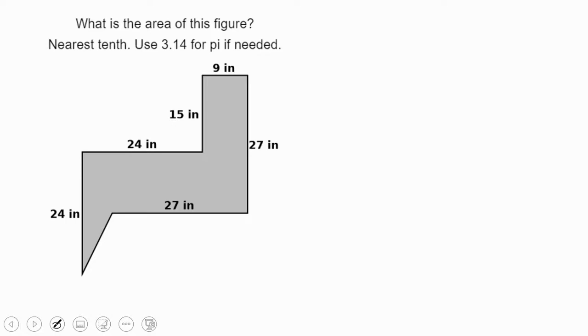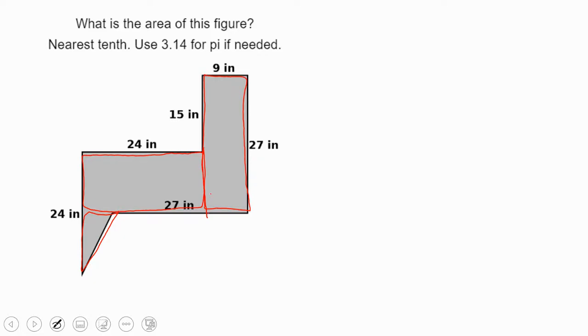Now we're going to look at compound figures. So we're going to have some different shapes all combined together. So here you can break this up a few different ways. The way I did it was I separated it into this rectangle, and then this triangle. Okay, so I found the area of each 3 shapes and then added them together.